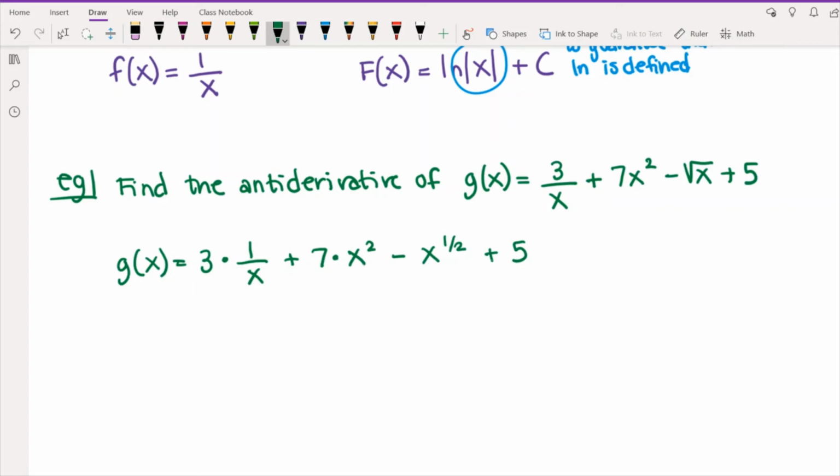Okay, so what is the antiderivative going to be? Well, we saw above that the antiderivative of 1 over x was ln of absolute value of x. And so that means that we can put ln of absolute value of x here, and then we can multiply it by 3, right? Because if you take the derivative, you'll get 1 over x, and then you multiply by 3 and you get 3 over x, which is exactly what we had.